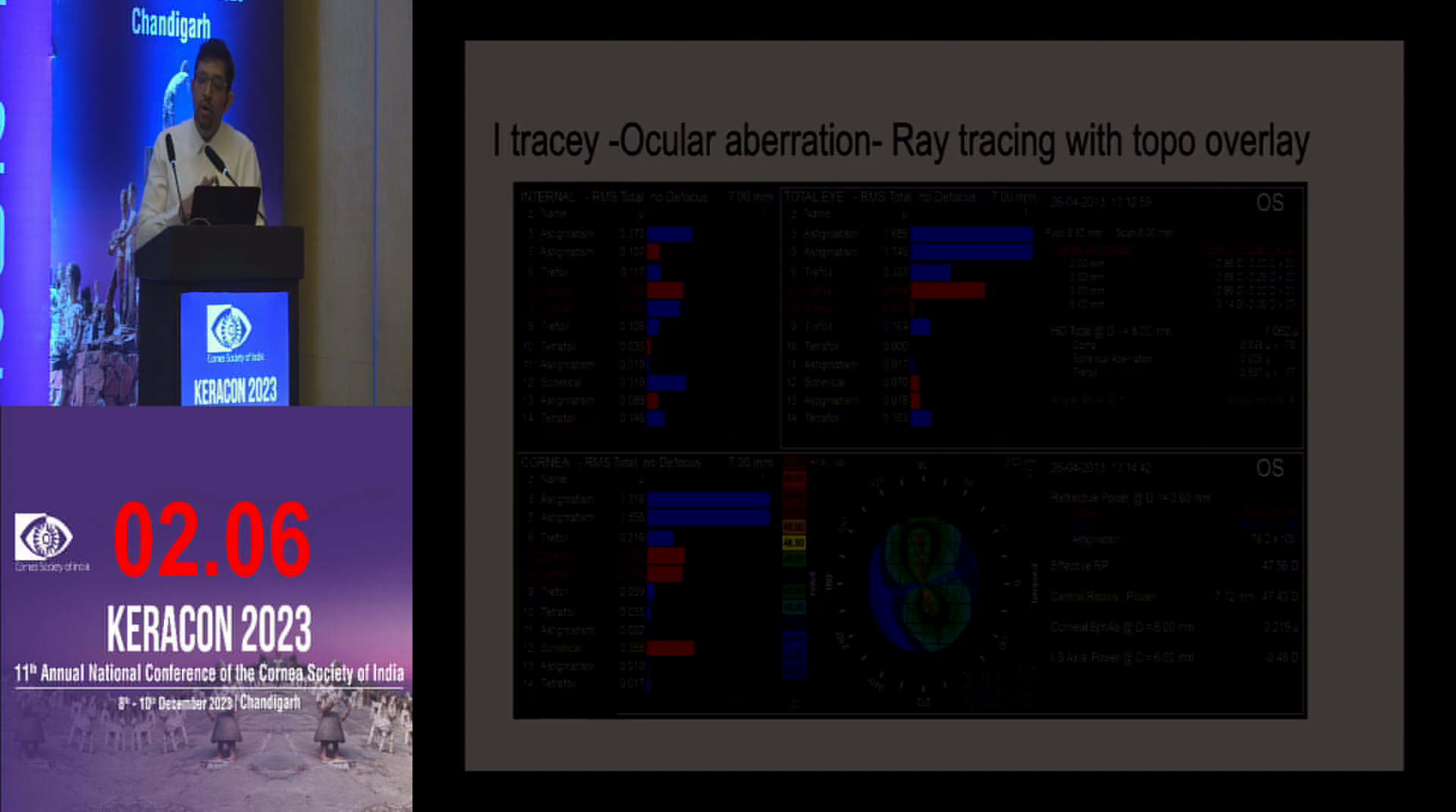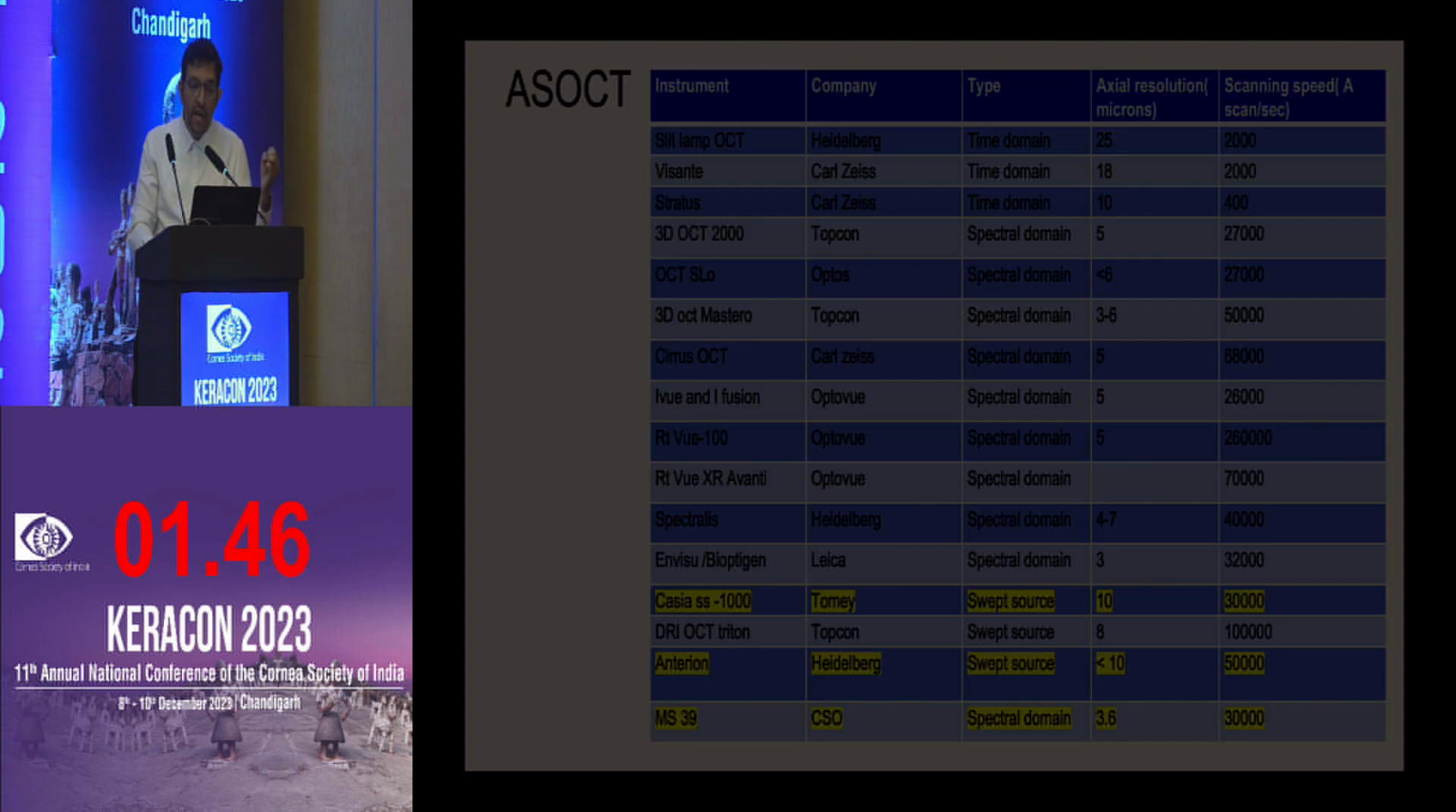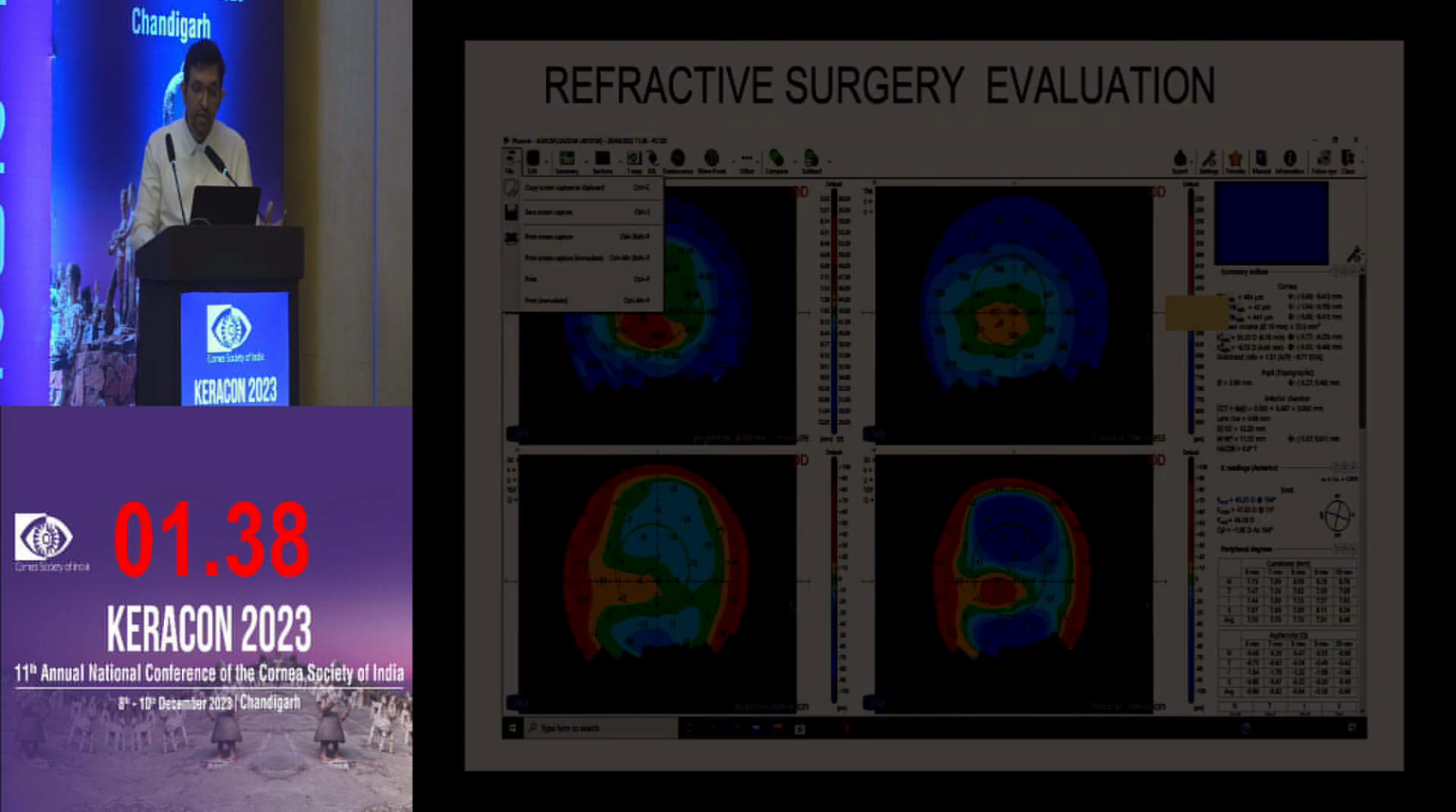iTrace can use ocular aberration and a ray tracing phenomena along with a topographic overlay. It tells you whether the problem lies in the cornea or the problem lies internally, and that helps you manage the patient. And it can also be used in your toric IOL, especially if there is a misalignment of the lenses, to know how much you need to align your IOL to reduce the amount of astigmatism. Coming to ASOCT, we now have a couple of OCTs which also allow us to have topographic details, the Casia, the Anterion, and MS39 to name a few.